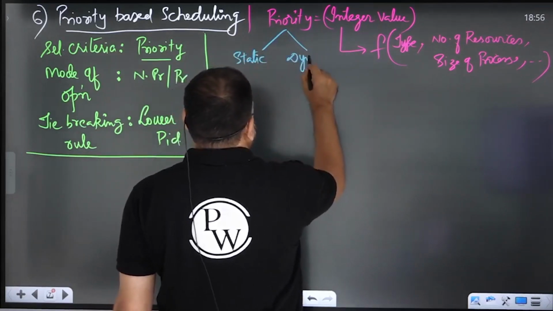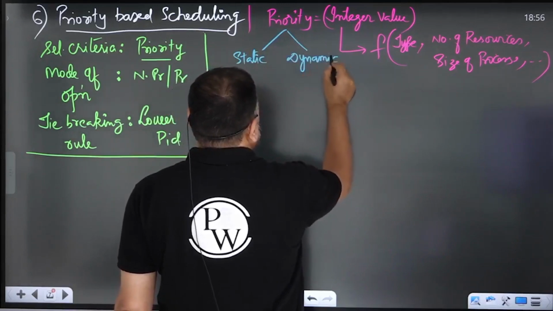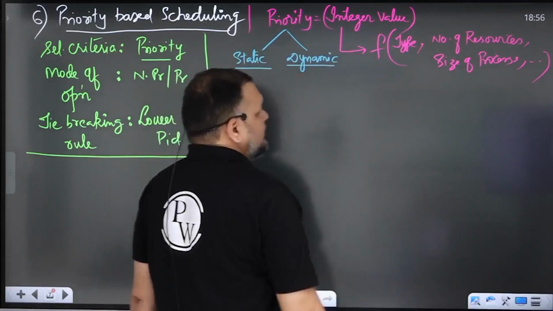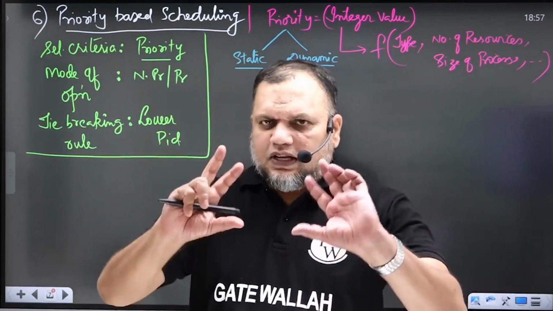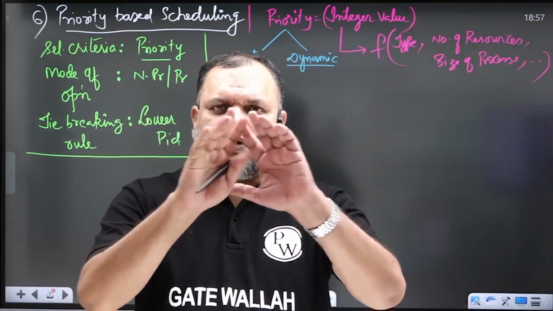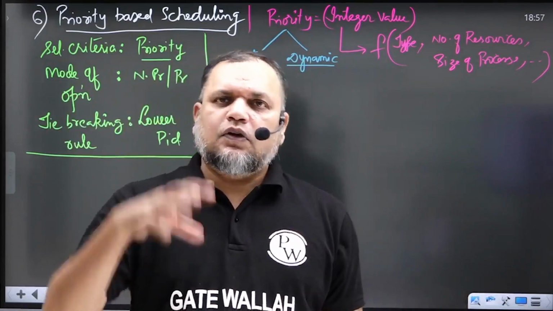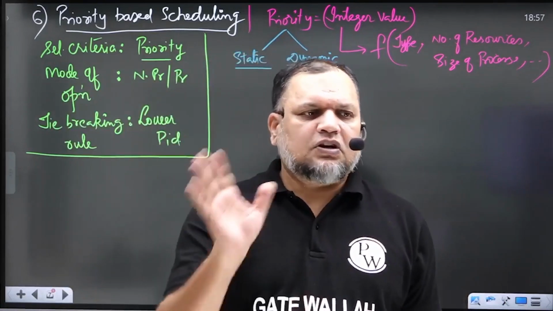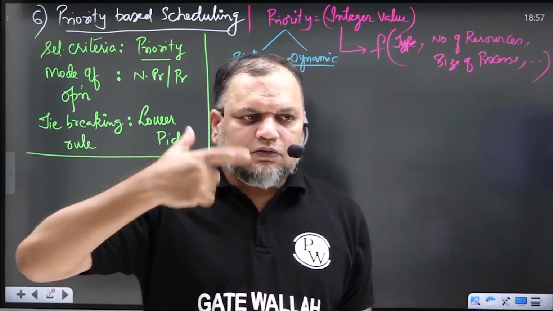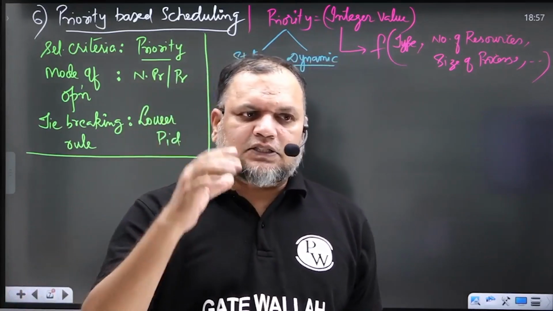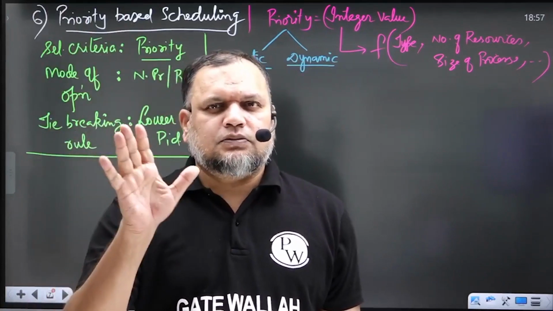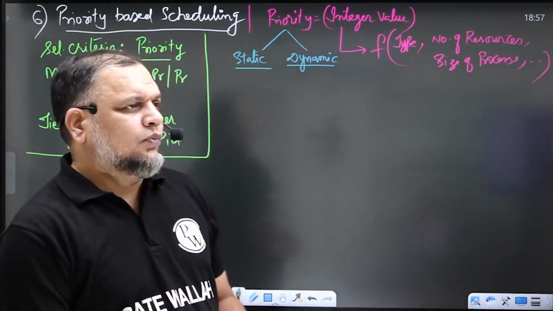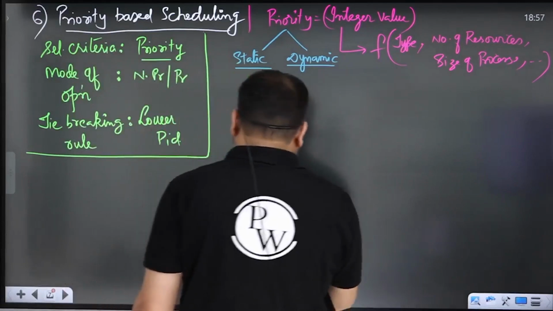Static or dynamic. Static priority means once we assign the priority, the process priority is not going to change. It will remain static. We cannot change the priority. The priority which is assigned at the time of creating the process will remain the same throughout its completion. It cannot change.